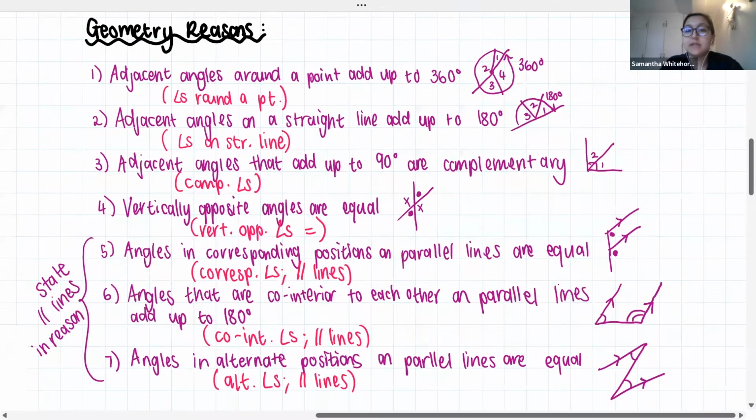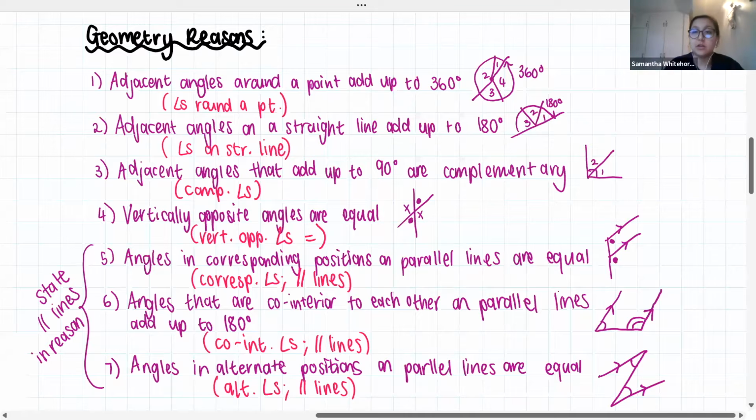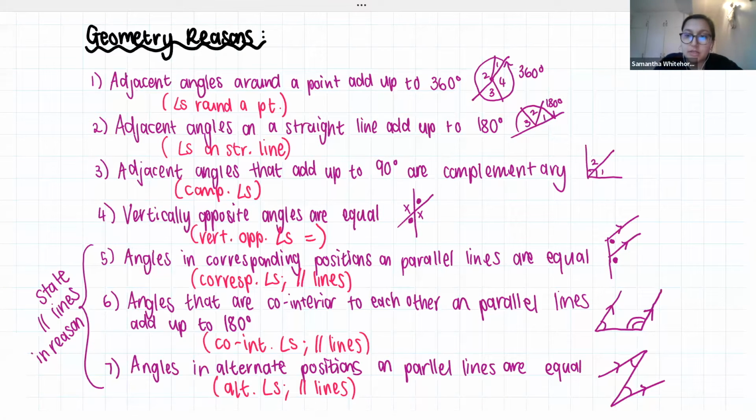Okay, so guys, these 7 are the reasons that we have done over the last 3 weeks. You can use any of these reasons. So at any point in geometry, as long as it fits in with the diagram, as long as it applies to the diagram you have been given, you can use any of these reasons.